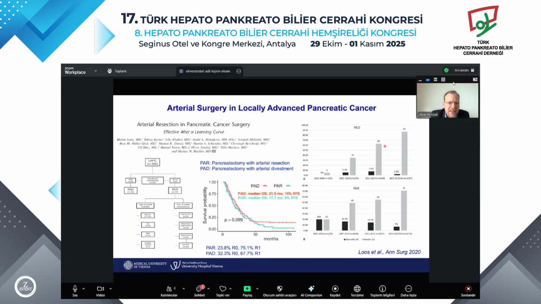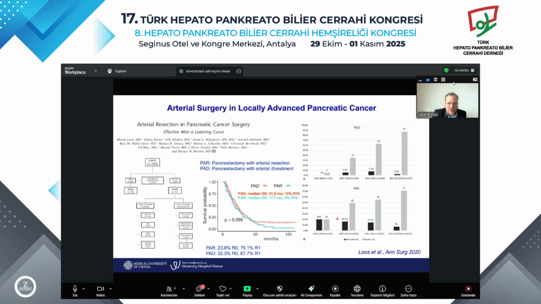This is the largest series from our Heidelberg group, when I was also still in Heidelberg, of arterial surgery in pancreatic cancer, 385 locally advanced pancreatic cancers. Divestment was done after neoadjuvant therapy in 190, and resections in 195, but only half of them received neoadjuvant therapy because it was another era, starting 2003. And you see that caseload for both procedures was increasing, and in black you see the mortality always higher in the arterial resections than in the divestment.